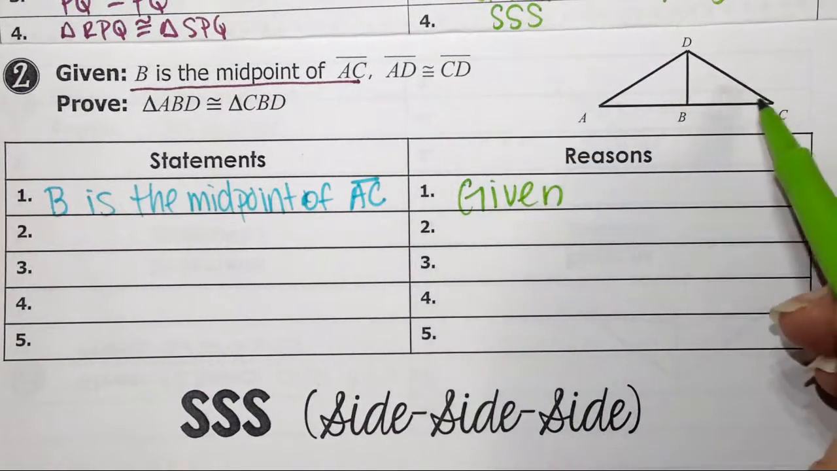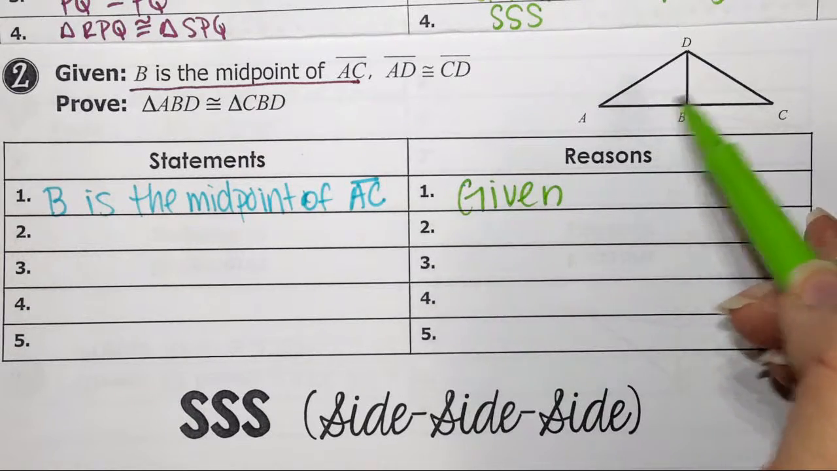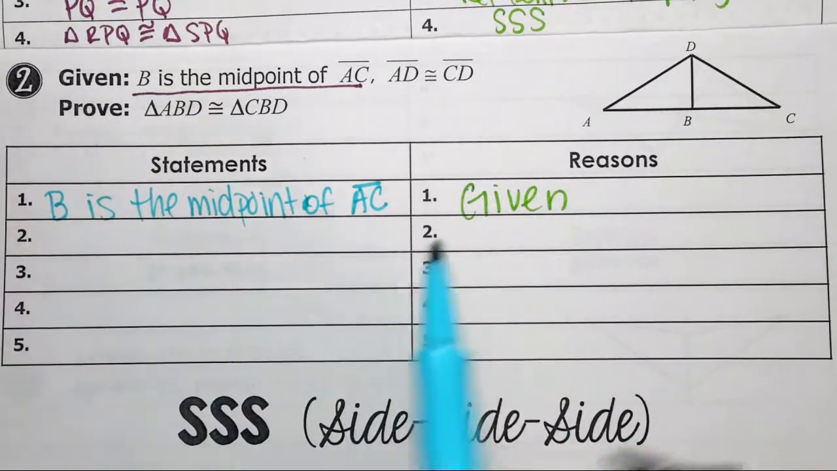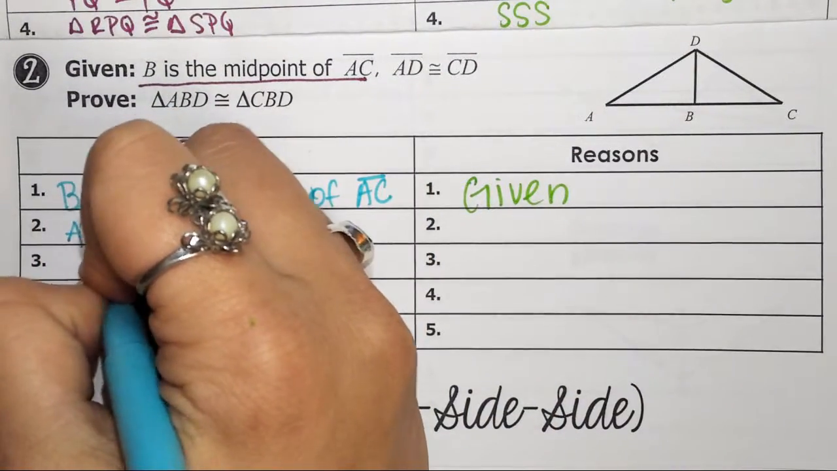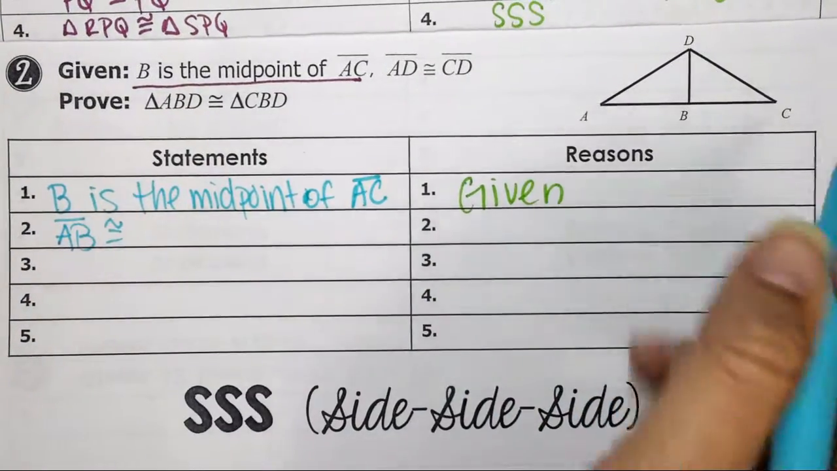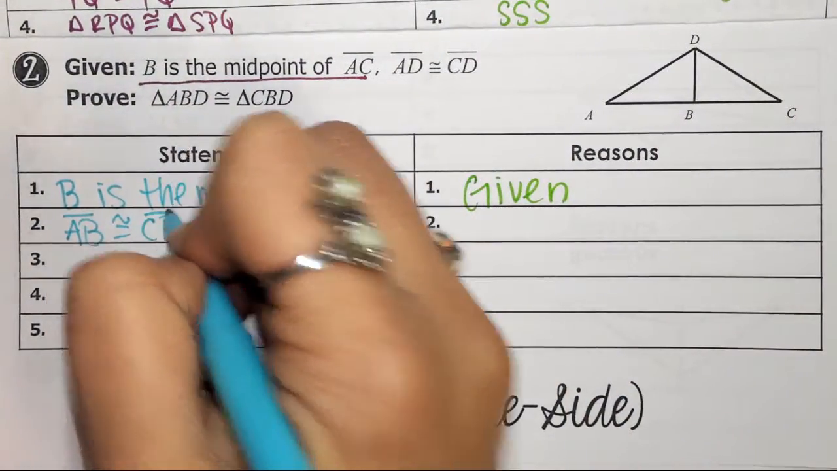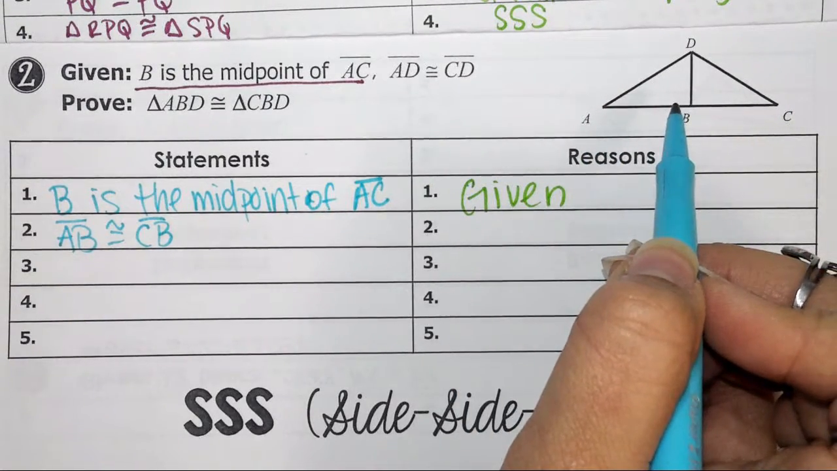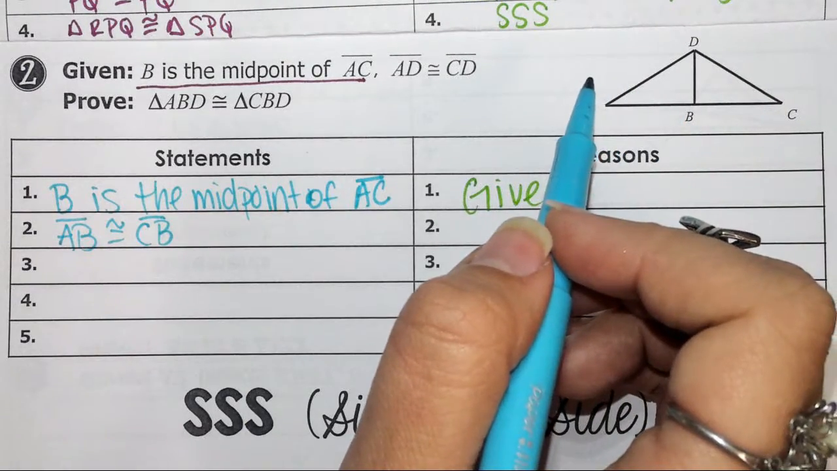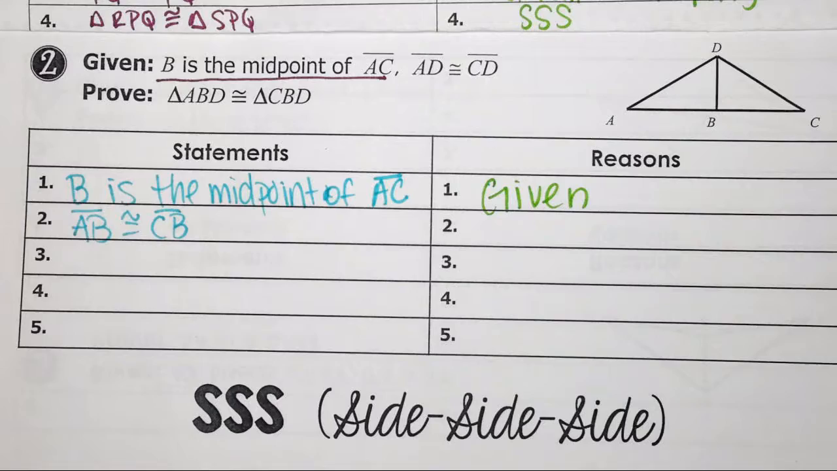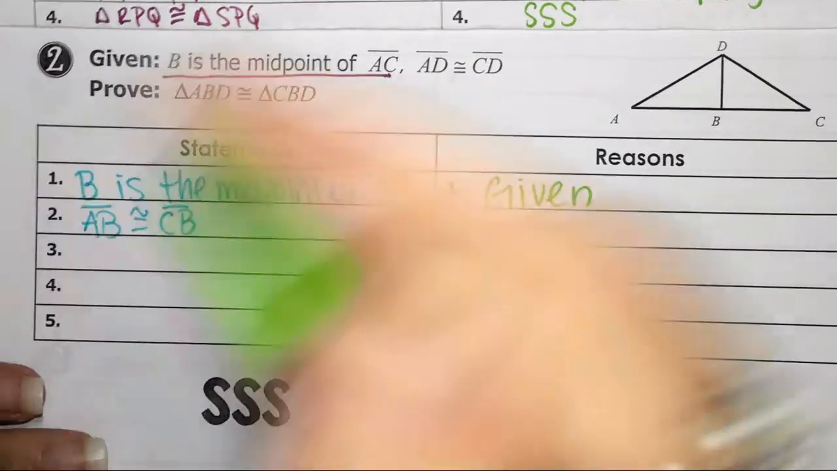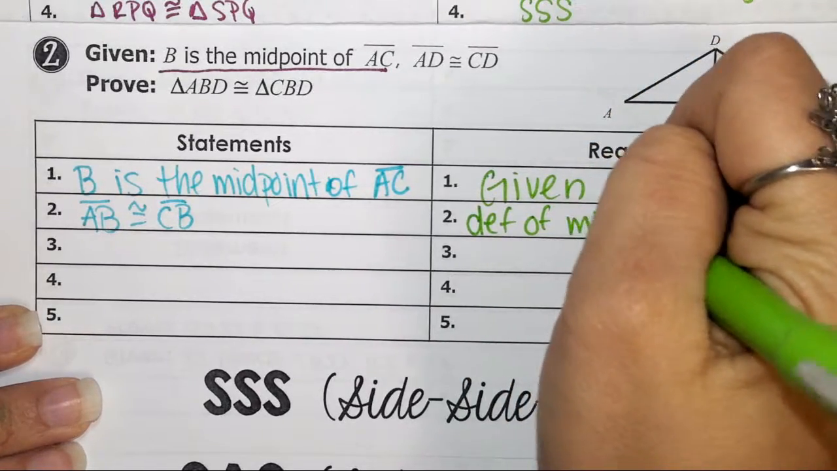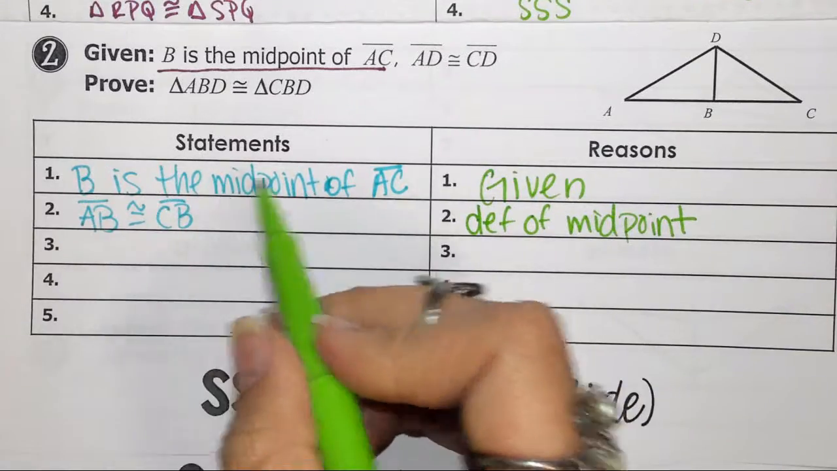Now, AC is right here, and it says B is the midpoint. So what do we know about these two segments? So how would we list that? AB is congruent to what? CB. Good. Take a point. Now remember, you go from the outside of the triangle to the inside. Is that given? Look at you go. Take a point. Definition of midpoint. Because it says that it's the midpoint.